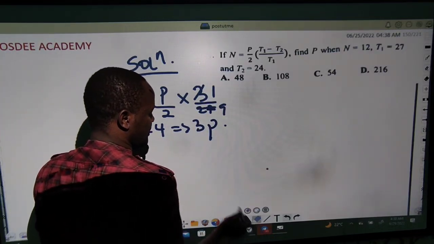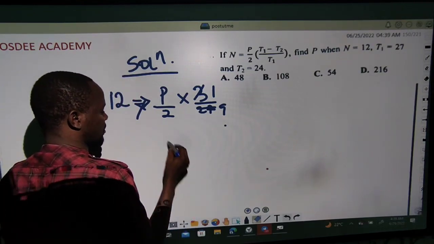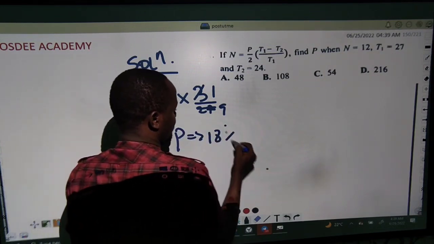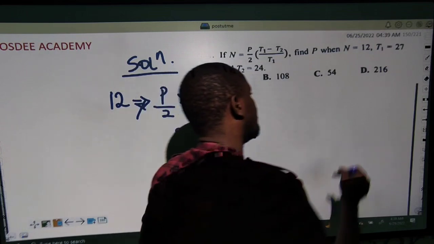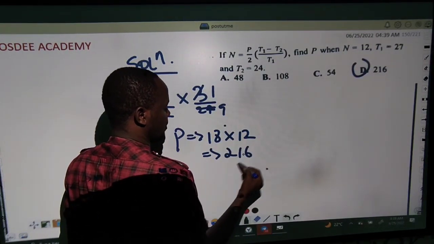You don't want to make any mistake. There is a time, so I have to be fast. So 18 times 12 is p. P is 18 times 12. Even if you don't know 18 times 12, you look at the options. The options will help you. 18 times 12 is 216. So you pick 216 there.